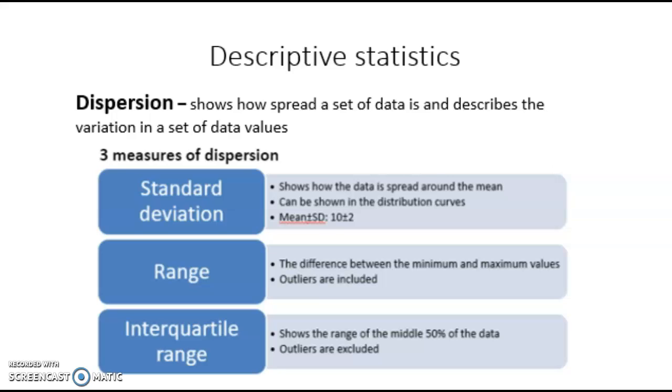Finally, interquartile range shows the range for the middle 50% of the data. Therefore, you do the same calculation, but you must find the difference between the upper quartile and the lower quartile. This means that outliers are excluded, and so there is a more accurate representation of the spread of data.